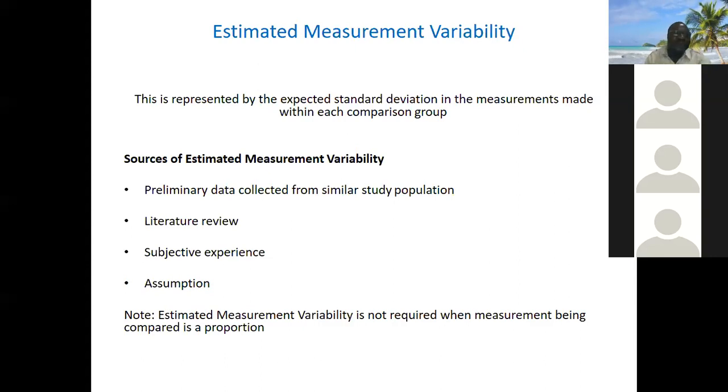Sources of estimated measurement variability: preliminary data collected from similar studies, just like what we said, then apart from that, literature review. Even the preliminary data, maybe they have not published it, but you have access to the data. So you can use it to calculate your estimated measurement variability. Then literature review, subjective experience.